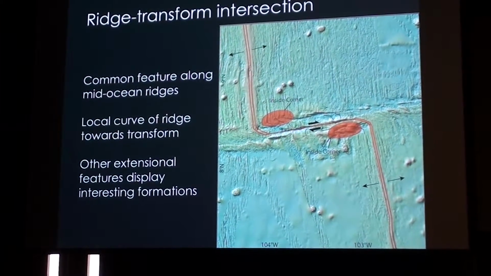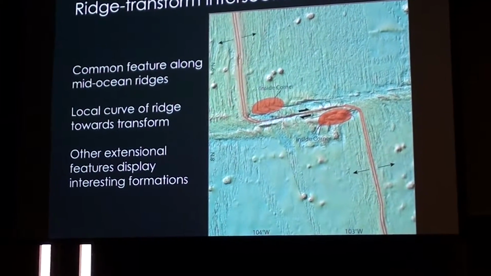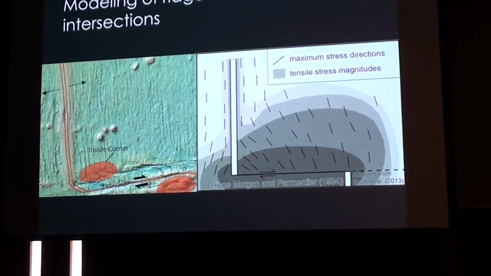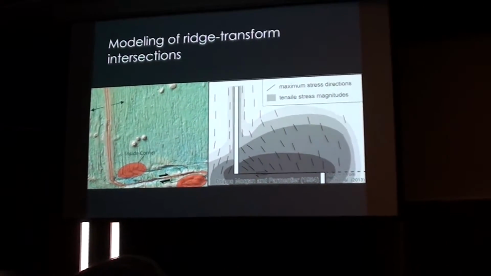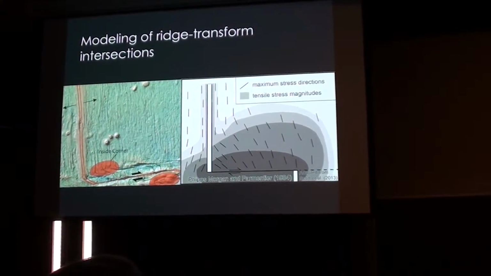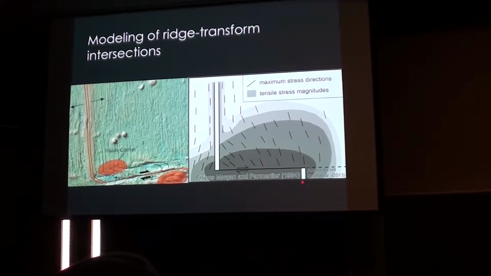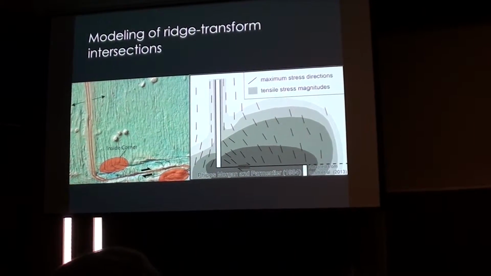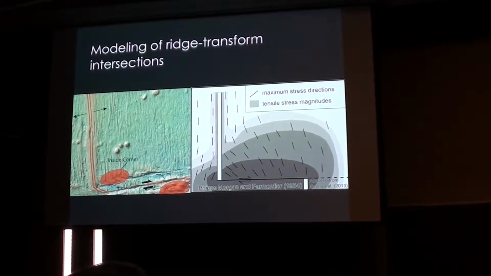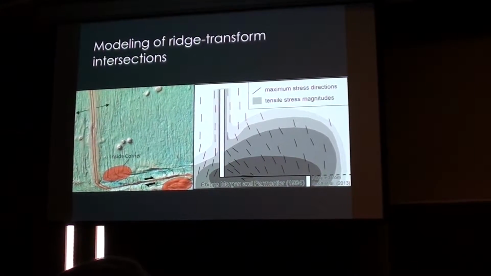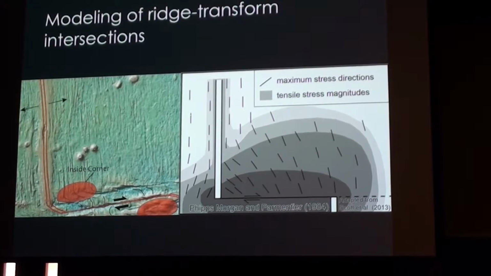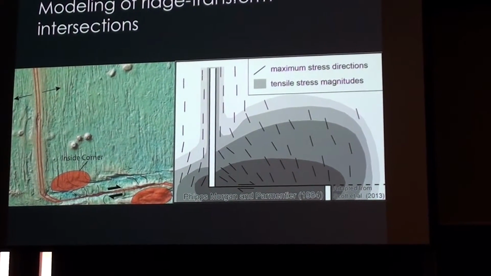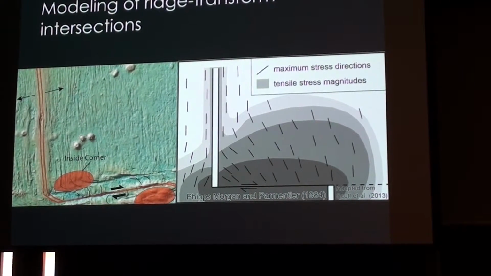And then there have been multiple attempts to model a ridge transform intersection. This is one particular model from Fitzmorgan. You can see it has the same basic structure with the ridge here and the transform fault here. This was a numerical model where you apply forces to the ridge and transform to try to get stresses similar to that of a ridge transform intersection.